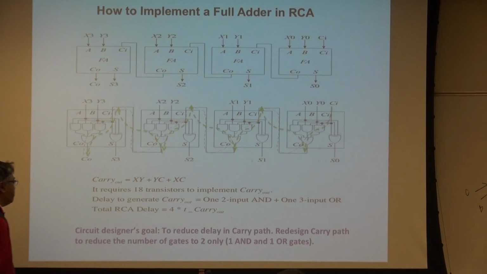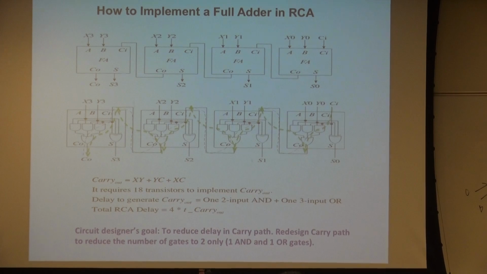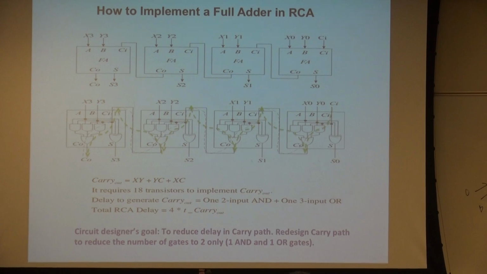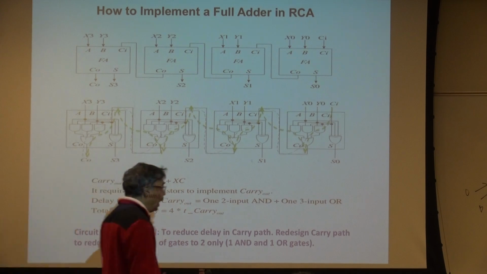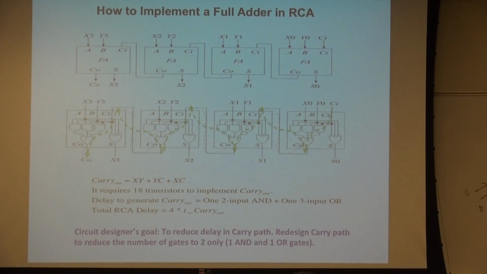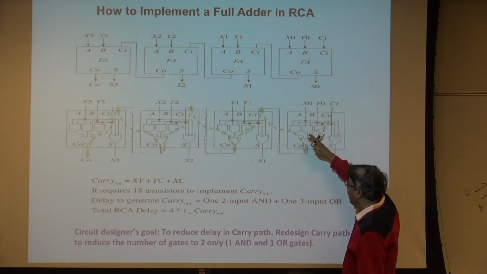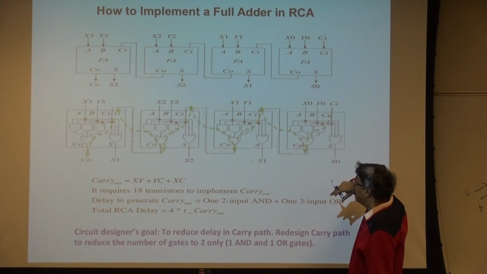Written over here. The circuit designer's goal is to reduce the delay in the carry path, right? So I have to pay real attention to the carry path. Is this the fastest way to design the carry path or not? The carry rippling will be the fastest over here or not. So here, I'm just transcribing the Boolean equation into these gates, which is functionally correct.